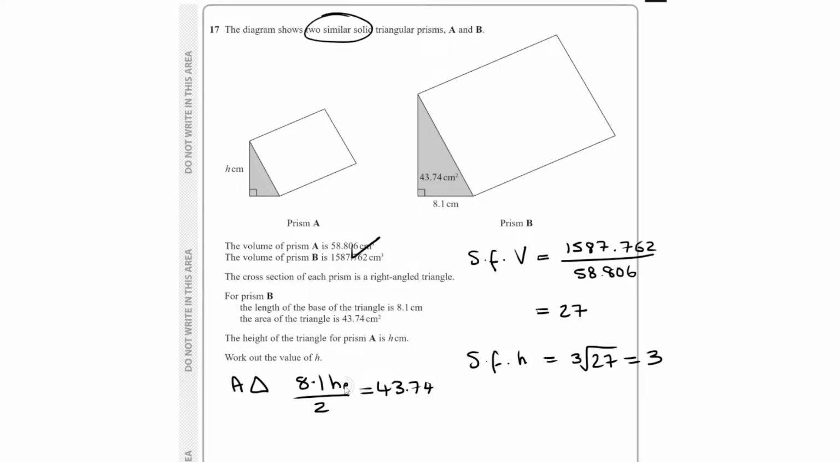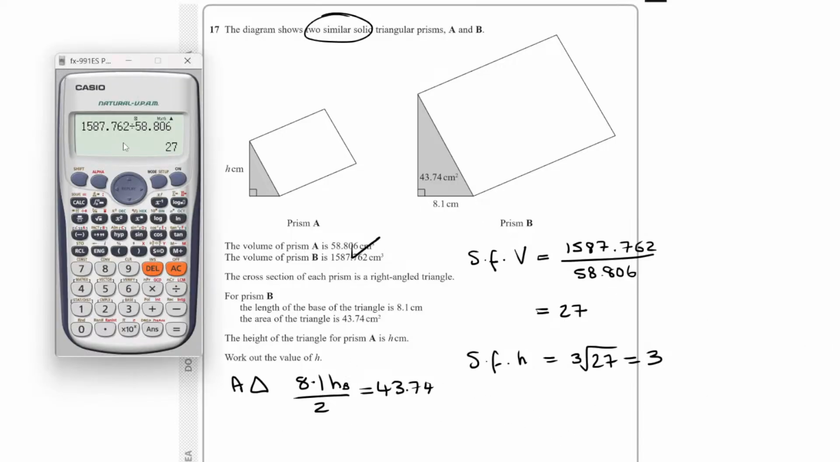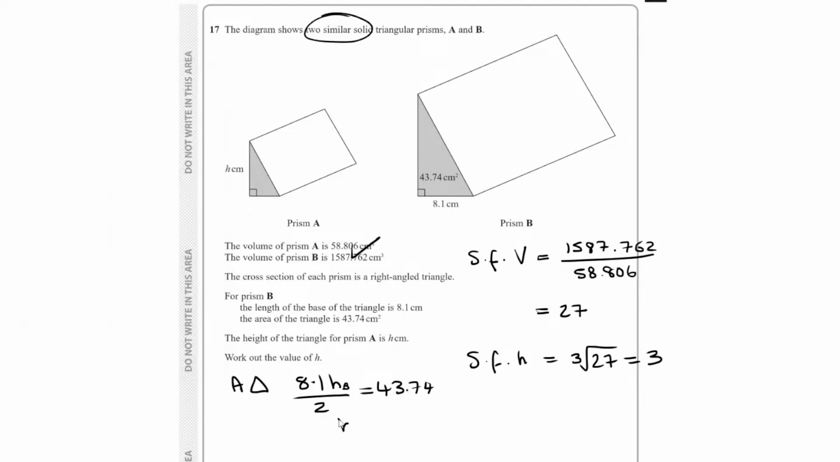This is the height of B. I could just rearrange that, couldn't I? So take my 43.74 times it by 2, and then divide it by 8.1, or however you've obviously done the formula. So the height of B is 10.8. Height of B, 10.8.